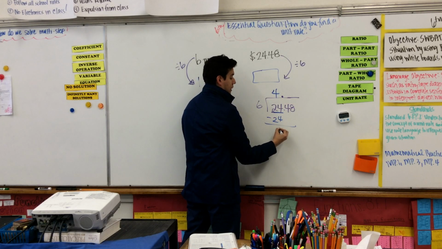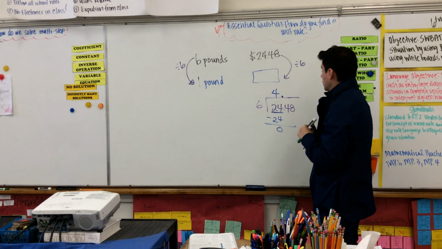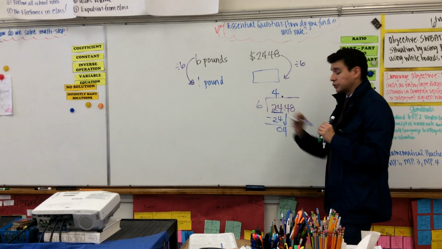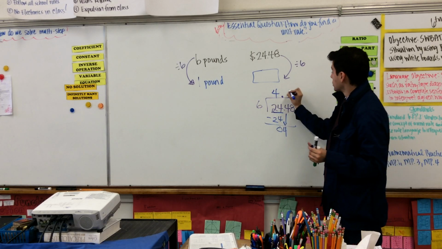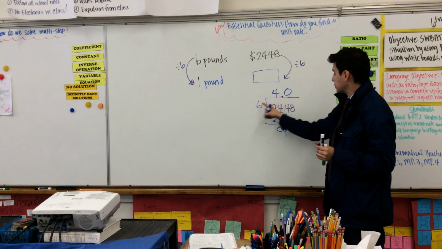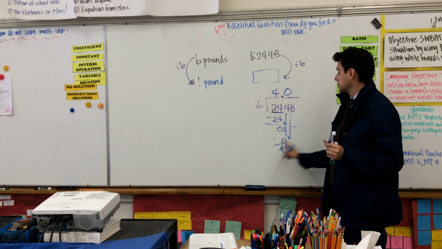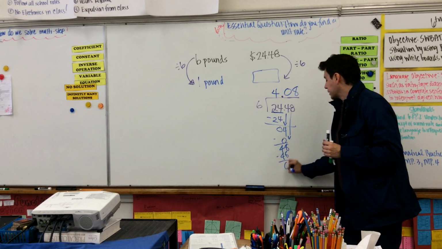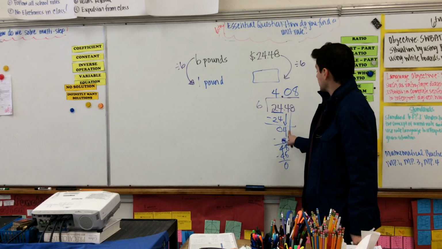And this is where a lot of you guys messed up. You forgot to bring down the 4. Then you ask yourself, how many times does 6 go into 4? 0. So I'm going to put a 0. 0 times 6 is 0. 4. Drop an 8. How many times does 6 go into 48? 8 times.